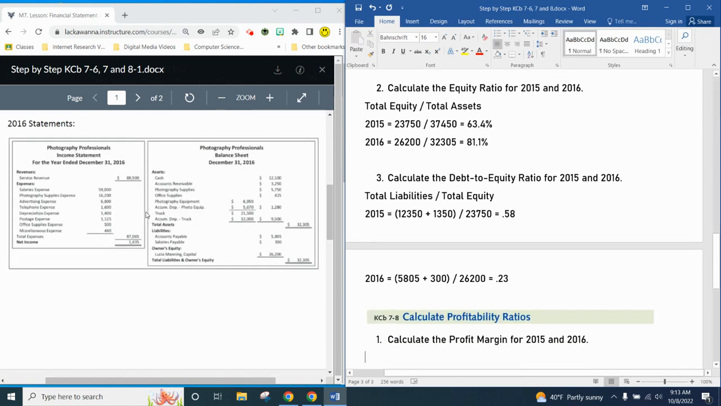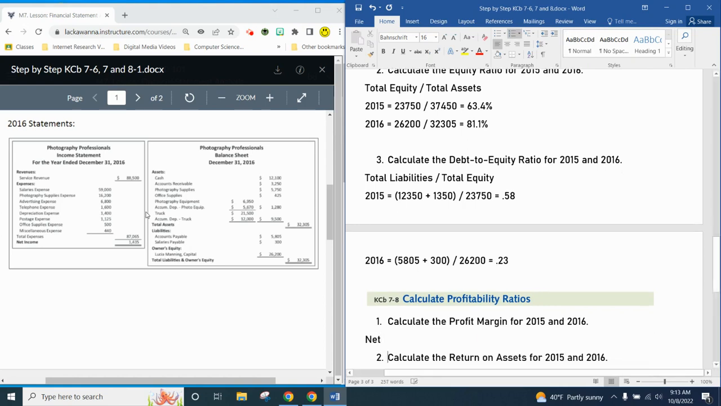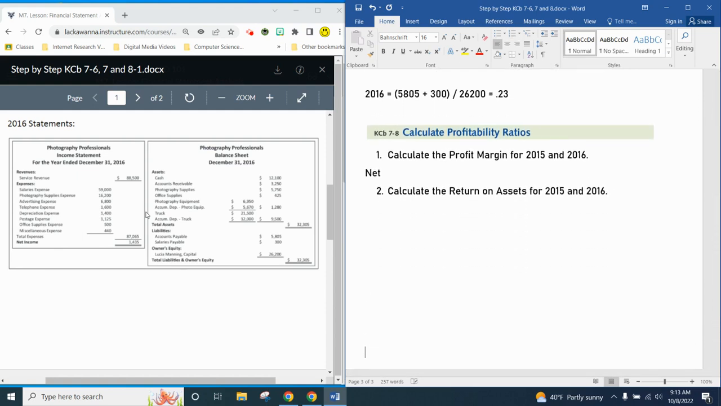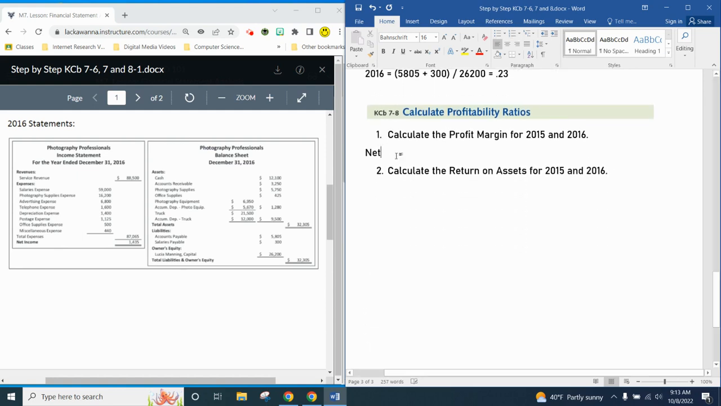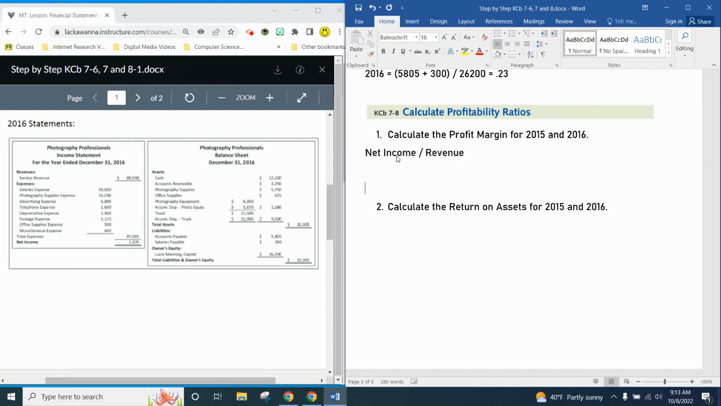Okay. And our last set of ratios, the first one is profit margin, which comes from, well, let me move this up so you can see what I'm looking at. Net income divided by revenue. So now I'm going to move over here. So far, I've only pulled numbers off of my balance sheet. Now I'm going to come over here to my income statement.